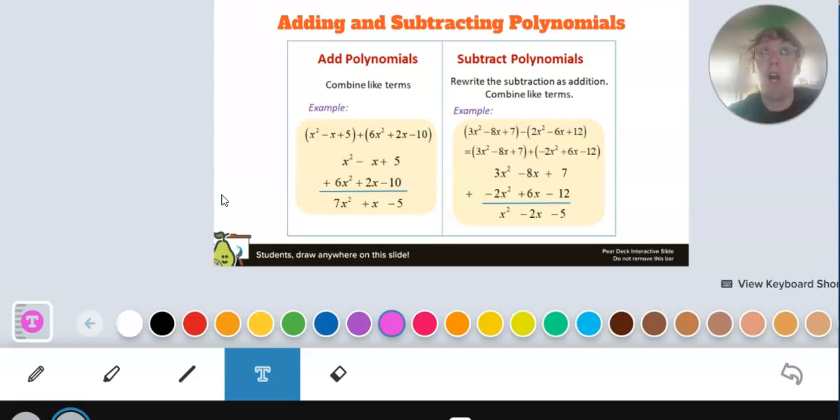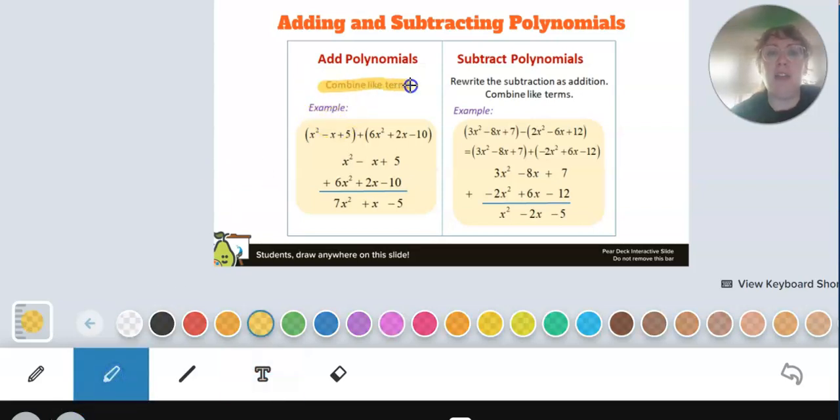The first part was looking at classifying by degree and number of terms, and now we're going to focus on adding and subtracting polynomials. So when we're adding polynomials, we just combine our like terms. So we look for whatever has the same variable part. For example, x squared and 6x squared, they have the same variable part of an x squared. Think of it as like their last name is x squared. For this next one, this has an x and a 2x, right? They both have an x to the first power, so we can combine them by addition. And then finally, if we have constants, we can just add or subtract those numbers.